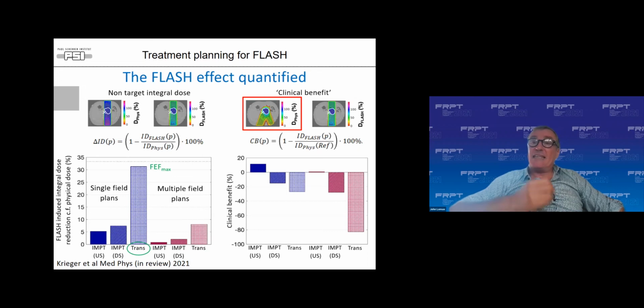However, the reason is it gives us much better dose conformation. So the dose to the normal tissues is reduced substantially, enough that in fact it more than compensates for its lack of flash. The converse is true with the transmission plan, where we get a high flash effect, but the total dose to the normal tissue is a lot higher. The integral dose is higher because we have a lack of dose conformation. So when we do this comparison, the transmission plans don't come out so well.